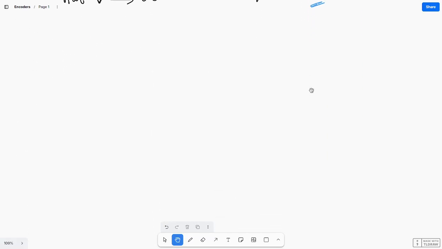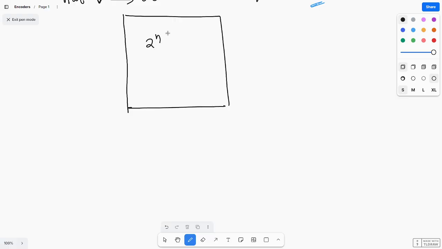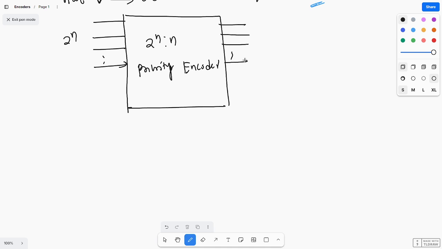Okay, so here if you see the block diagram, how will the block diagram look? Let us take a 2 power n to n priority encoder. So you have how many inputs? Let us take 2 power n inputs. How many outputs? n outputs. So here there is an enable input, and there will be a valid output.